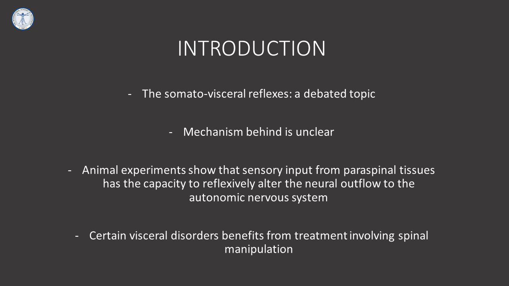The theory concerning the somatovisual reflexes is a debated topic. One cause of the debate is that the mechanism by which spinal manipulation might alter visceral function is unclear. Another cause is that animal experiments show that sensory input from paraspinal tissues has the capacity to reflexively alter the neural outflow to the autonomic nervous system, and that certain visual disorders benefit from treatment involving spinal manipulation.